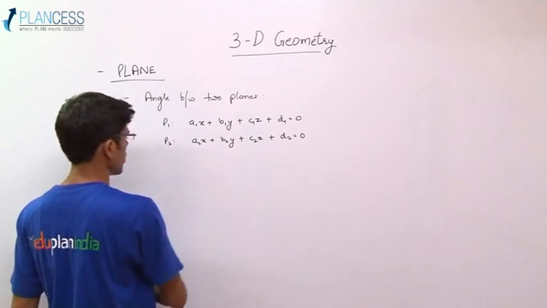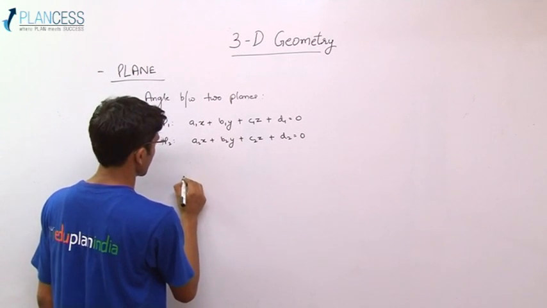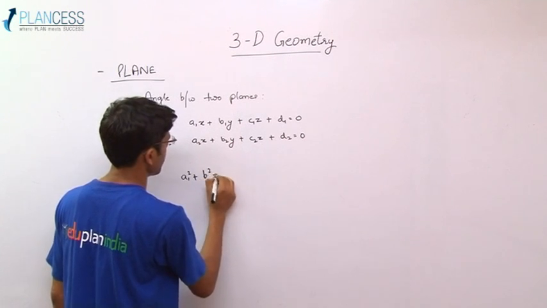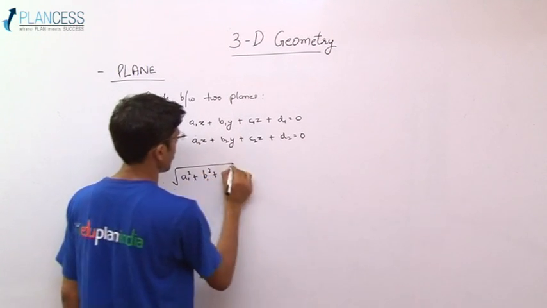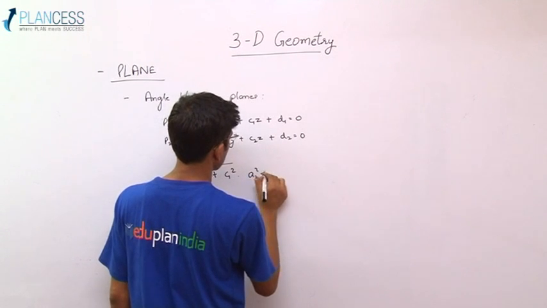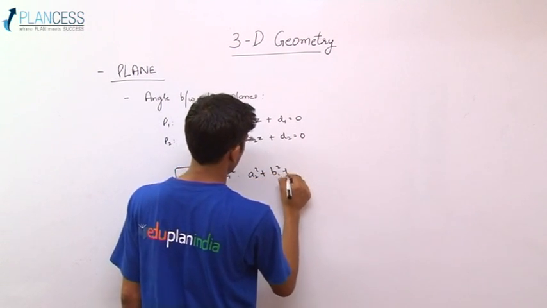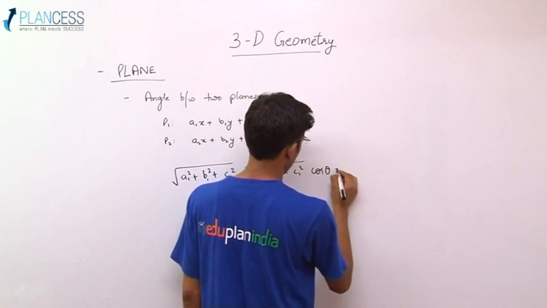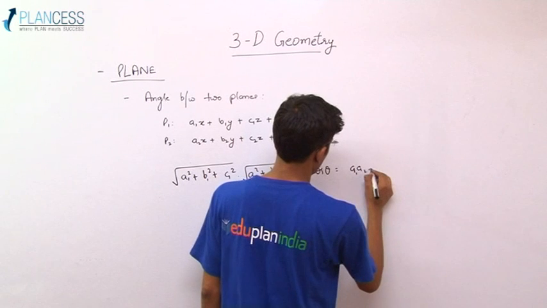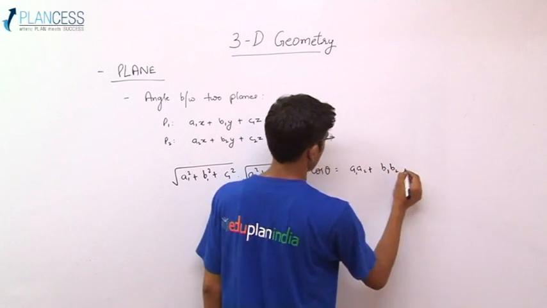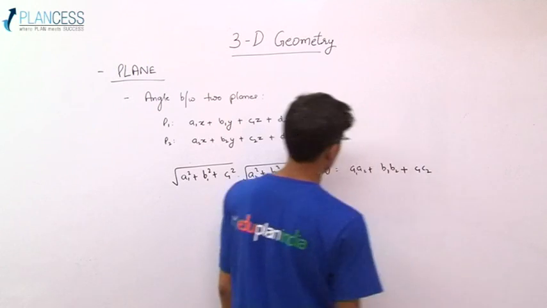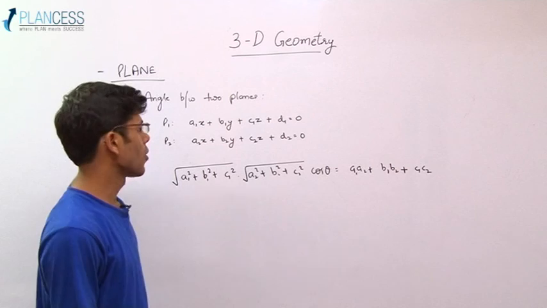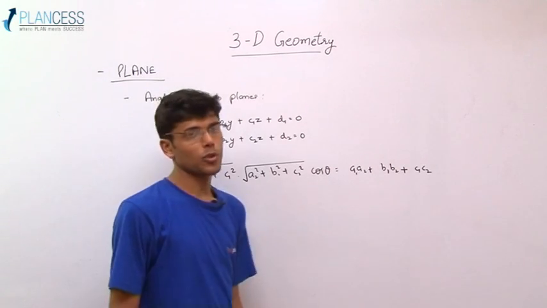So the angle between both the planes is given by square root of a1 square plus b1 square plus c1 square, dot square root of a2 square plus b2 square plus c2 square, times cos theta, is equal to a1 a2 plus b1 b2 plus c1 c2. This is basically the scalar product. So in this way we can find cos theta, that is the angle between both of the planes.